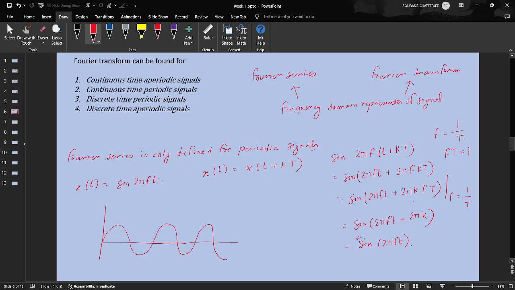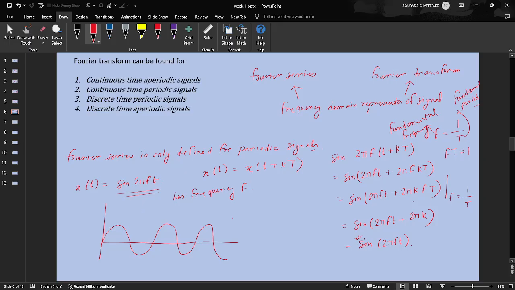And when this will happen, f is the fundamental frequency, and the inverse of that is the fundamental period. So the idea is that this signal here has frequency f.